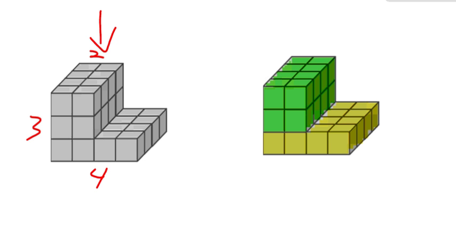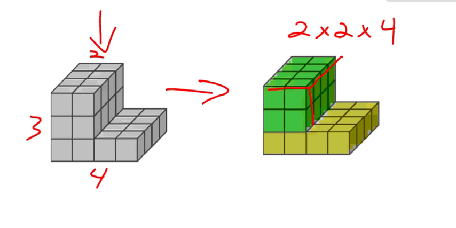By breaking it down, we're going to divide it into 2 different 3D shapes that we can find the volume of. And so we have the green shape, which is 2 by 2 by 4. So 2 times 2 times 4, right? Length times width times height. And then we have the yellowish color, which is 4 by 4 with a height of 1. So 4 times 4 times 1.